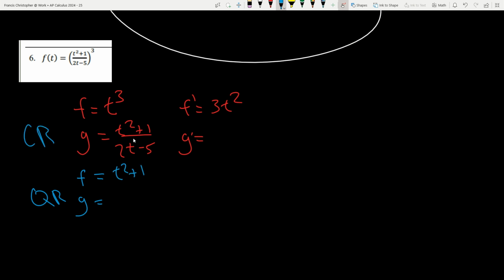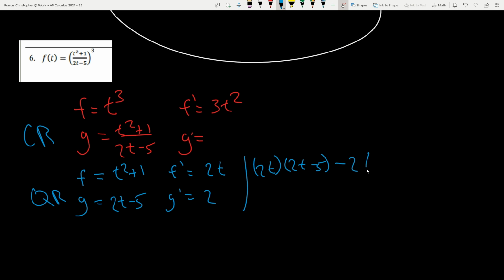T squared plus 1 is our top function, our bottom one is 2t minus 5, and both of these are just standard power rule, so 2t and 2. F prime 2t times g, 2t minus 5, minus g prime 2, times f, t squared plus 1, over g squared, 2t minus 5 squared.